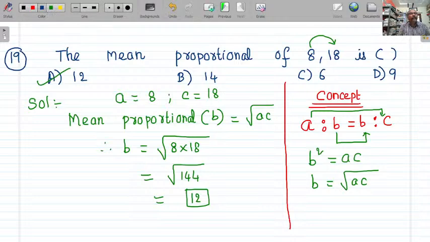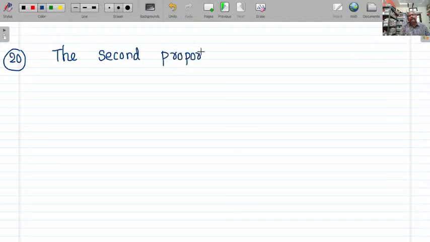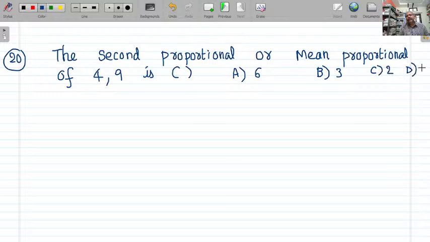So let us move to the next, 20th question. The second proportional or mean proportional of 4 comma 9 is: A 6, B 3, C 2, D 9. So which is the right option?